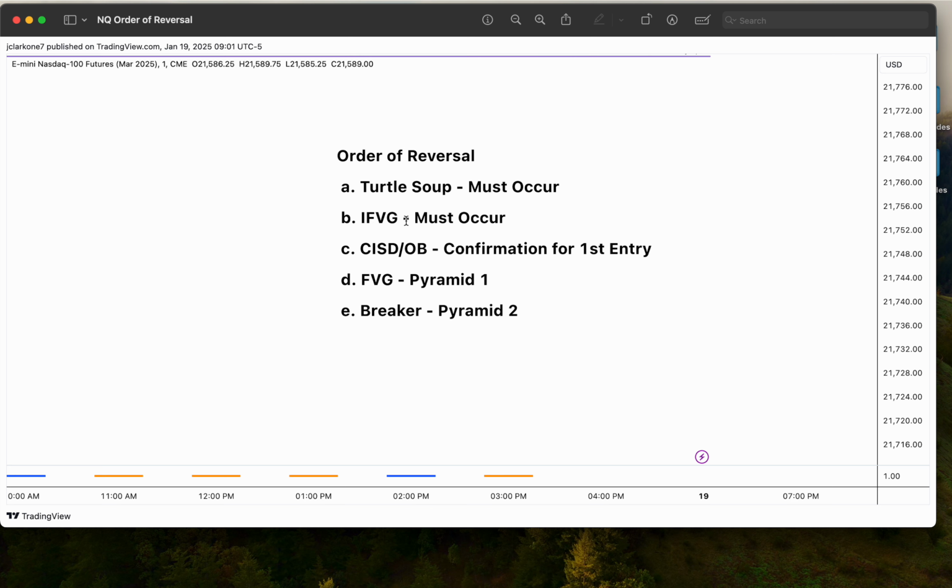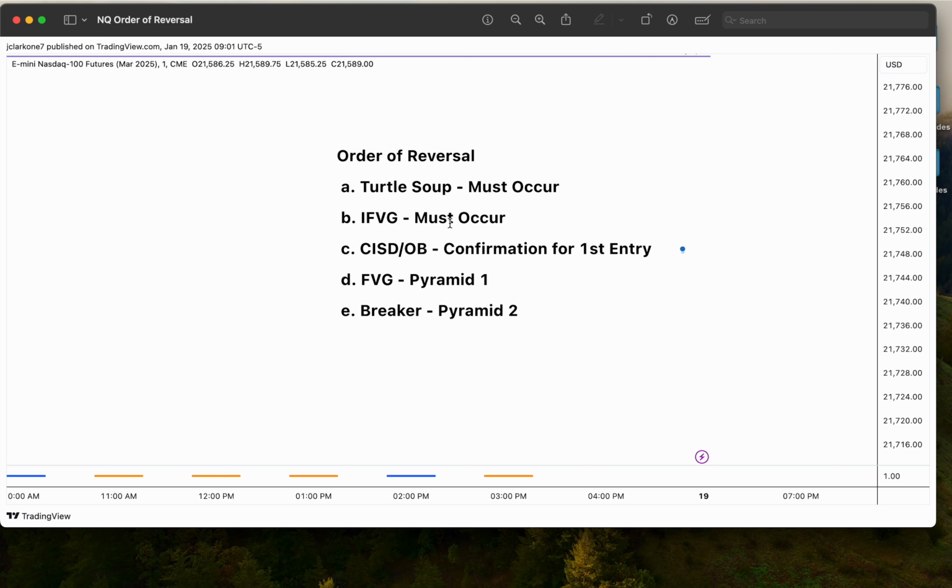So preferably I want an IFVG to happen first and be completely closed in. And then a CISD, which forms the order block, and that's where I lay on the first order. And then after that, I like to see a fair value gap, and I like to see the breaker used as support or resistance. You can also layer in orders at the fair value gaps and at the breaker as well.